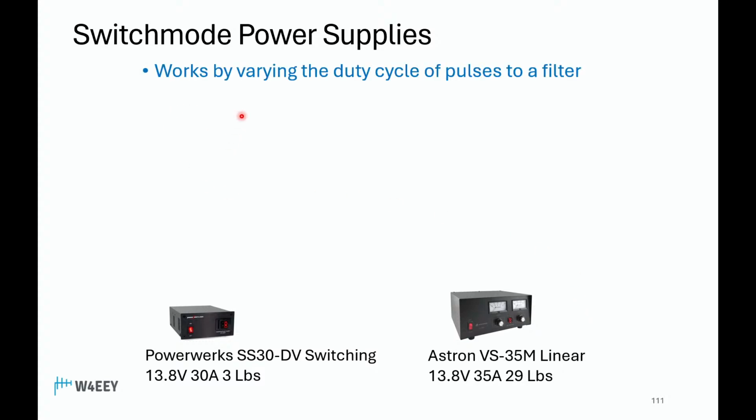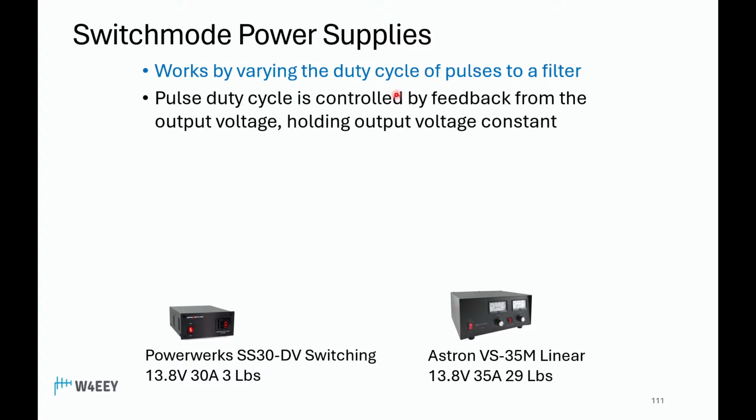So how do these work? They work by varying the duty cycle of pulses to a filter, the switch mode power supply. I'll show you a diagram in a minute. The pulse duty cycle is controlled by feedback from the output voltage, which then holds the output voltage constant.